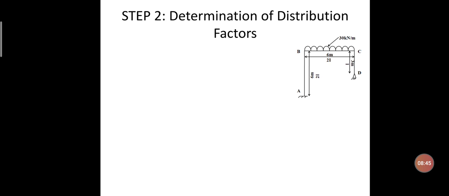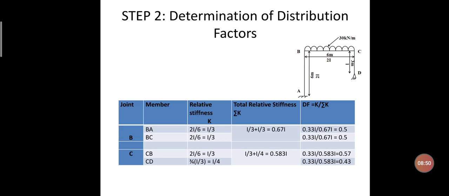The next step is determination of the distribution factors. Here I have a table. You can observe in the diagram that the portal frame has two joints, joint B and joint C, for which I need to find the distribution factor for the originating members. If I take joint B, BA and BC are the two members with B as origin.